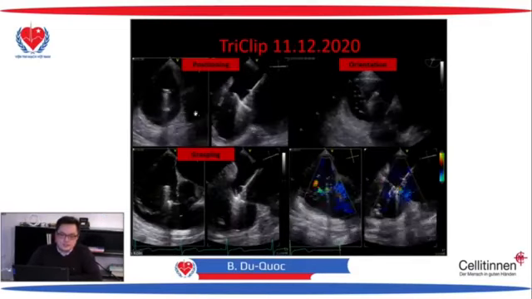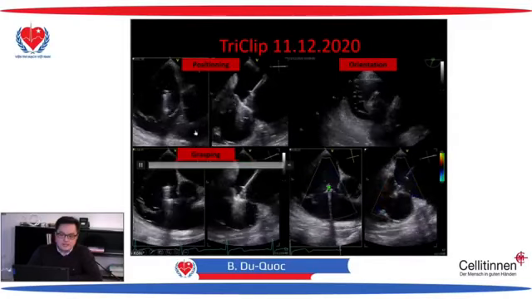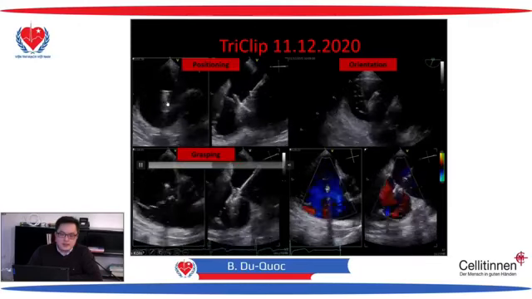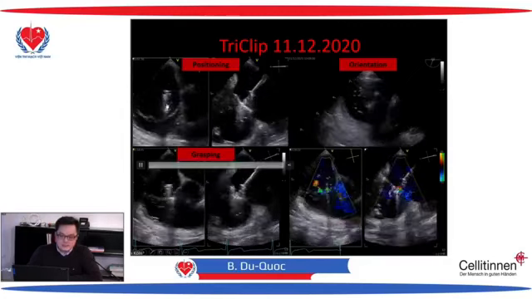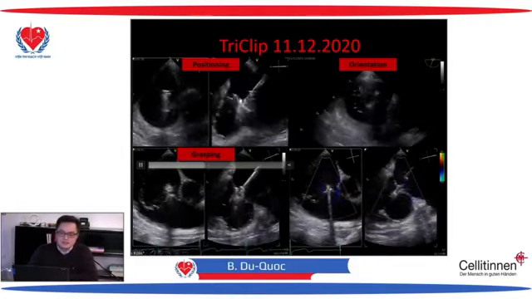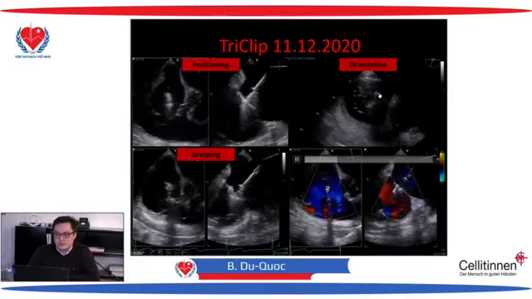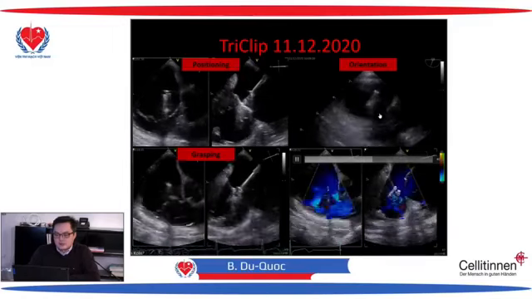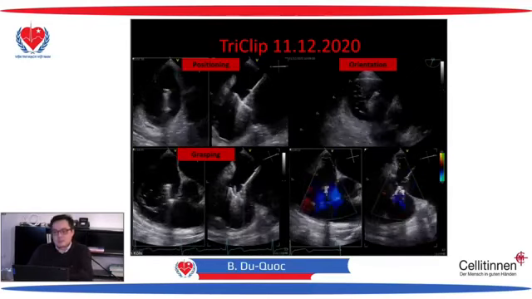This is the procedure. We do the positioning of our TriClip in plane to the intercommissural view, and you see here the full length of the TriClip, and you make sure that you are in line and you open it. This is a very nice view, and before clipping we do an orientation through the transgastric view to be sure that we are perpendicular to the clip zone.